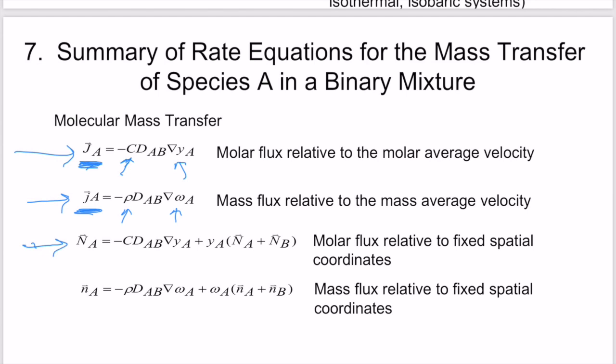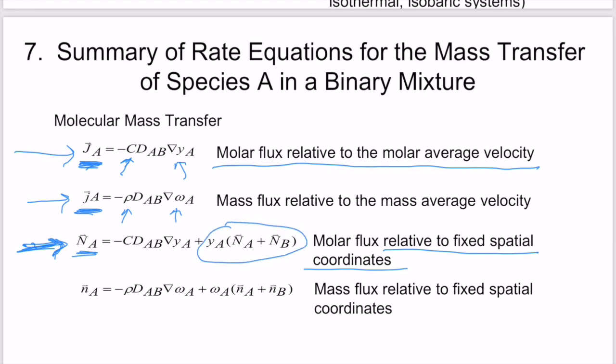Now we're looking at N's. Capital N sub A is, once again, capital, so it's molar. It's the molar flux of A. But previously our molar flux was relative to something that was going along with the flow, the conveyor belt thing. Now it's relative to somebody sitting at the side of the stream and watching it flow by. So we're going to add a term to account for that.